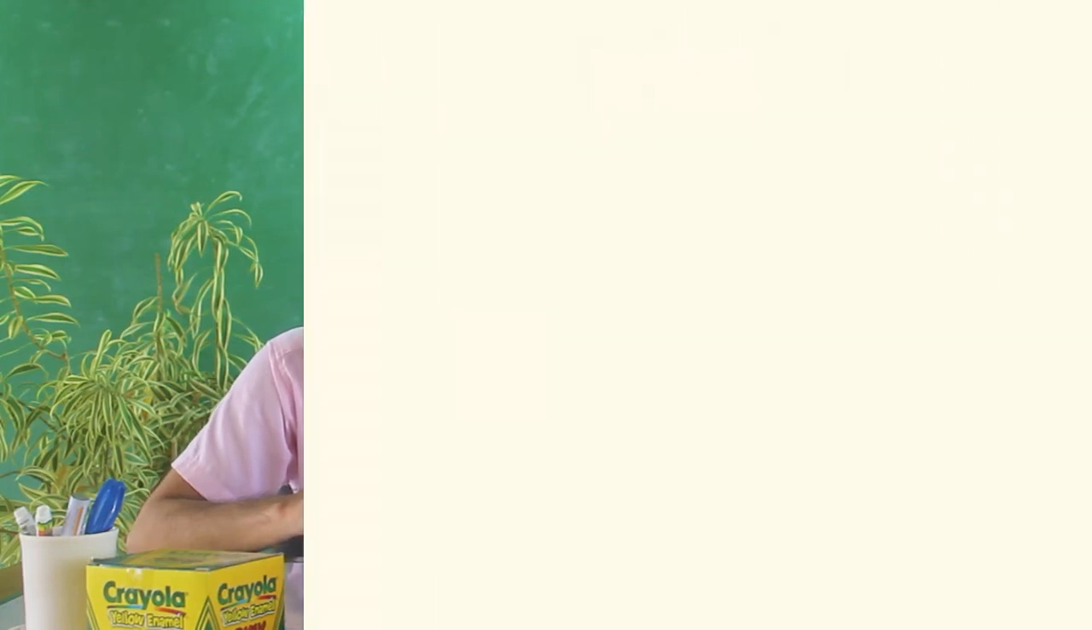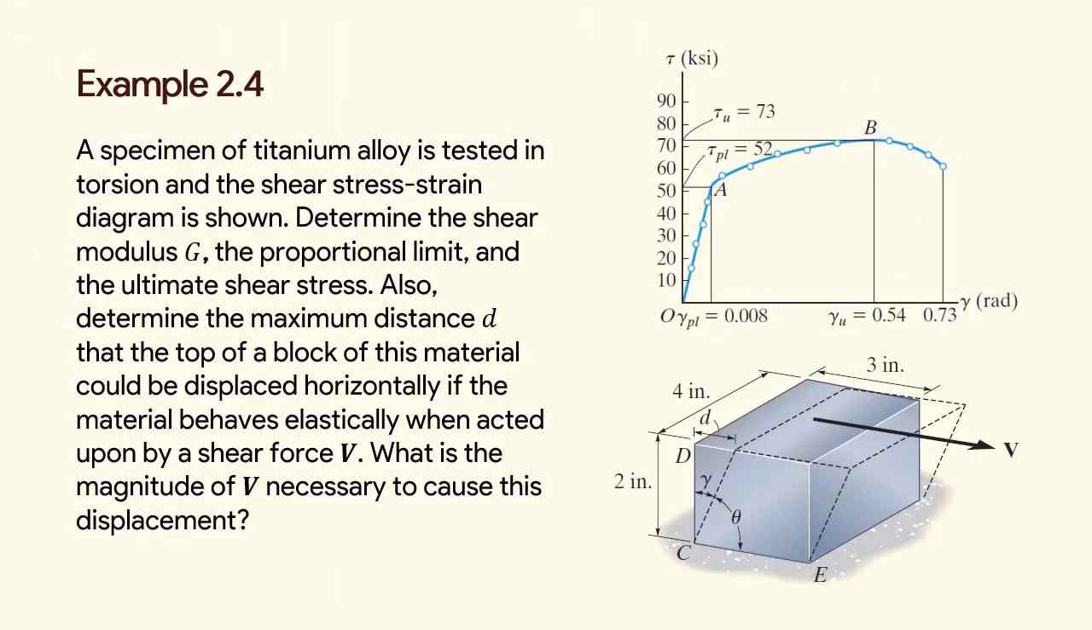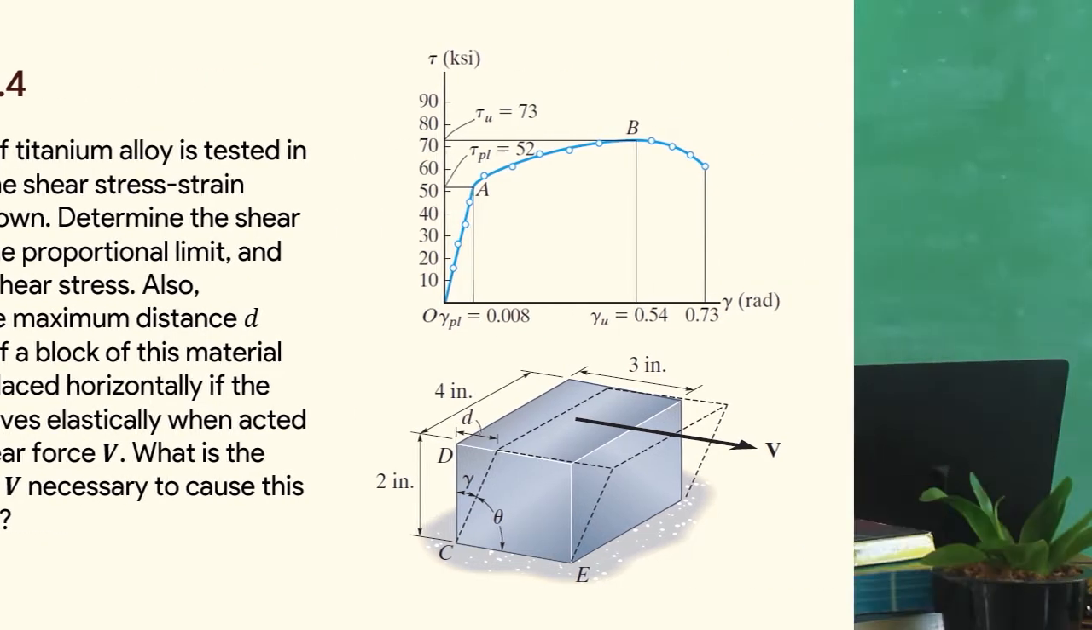Okay, let's have an example. We have a specimen of a titanium alloy that is tested in torsion, and we have its shear stress strain diagram shown. Our goal is to determine the shear modulus of rigidity, which is G, the proportional limit, which is very easy, we just have to identify the points, and the ultimate shear stress.